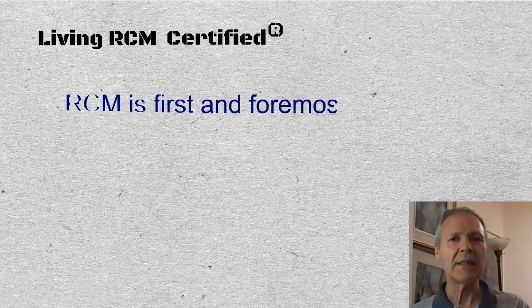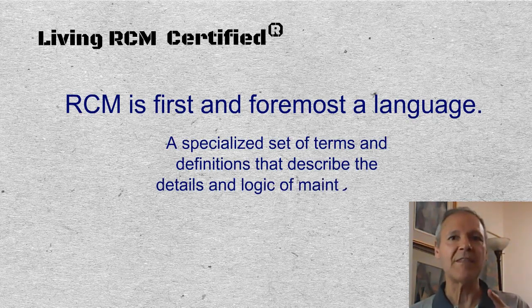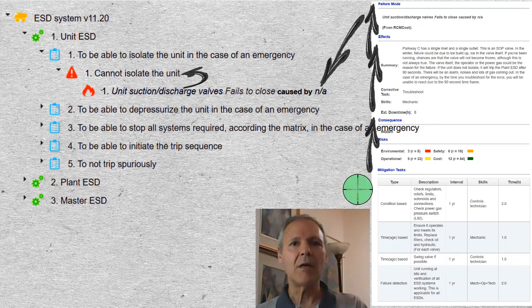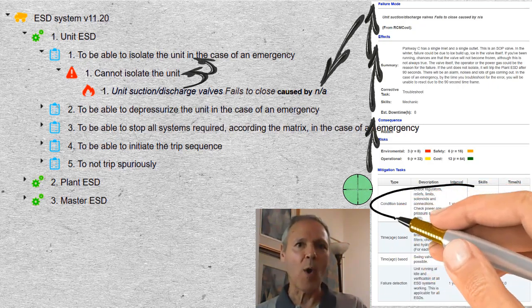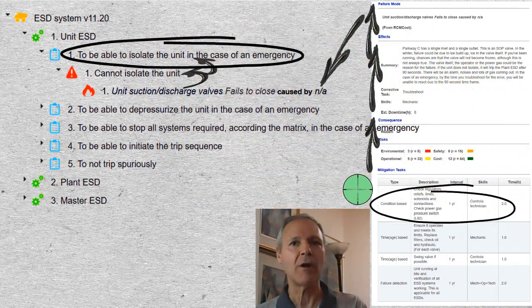Hello. Today I want to talk to you about a subject I call living RCM. Many of you know RCM, or reliability-centered maintenance. You know that RCM is first and foremost a language, a specialized set of terms and definitions that describe the details and logic of maintenance. It's a knowledge model and a culture that emphasizes a clear line of sight between a preventive maintenance task on one hand and an equipment function that the task is meant to preserve on the other.